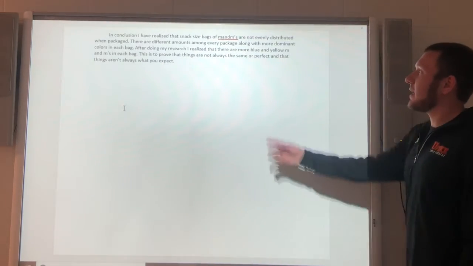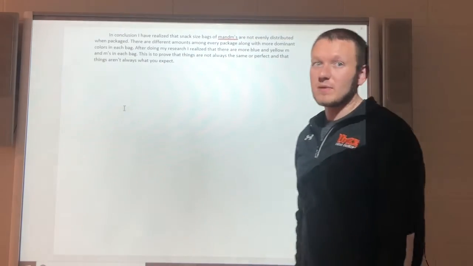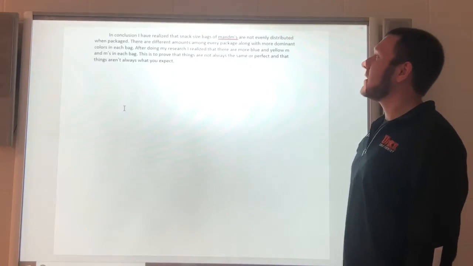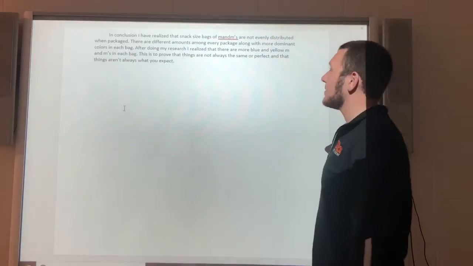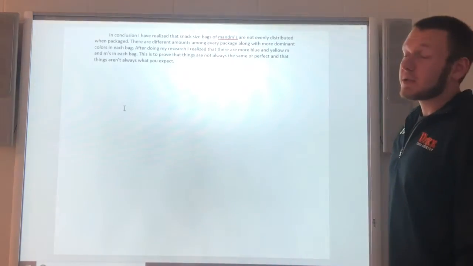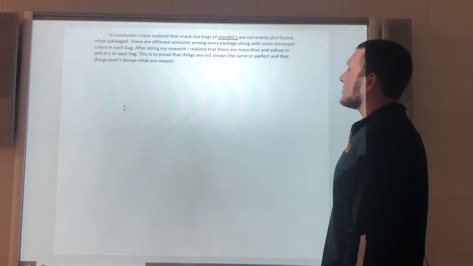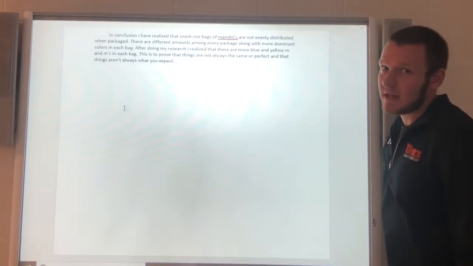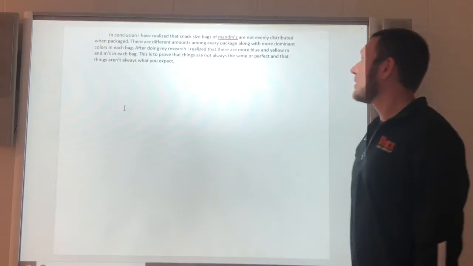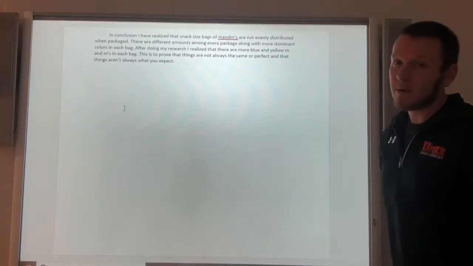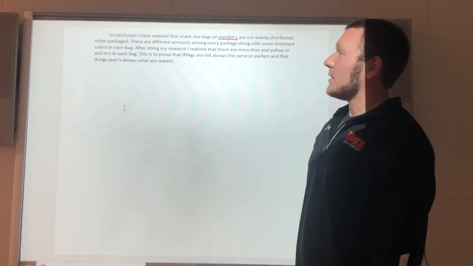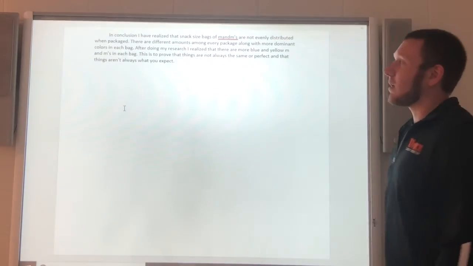So in conclusion, I have realized that snack size bags of M&Ms are not evenly distributed, as most people would think, that there are different amounts in each package, with more dominant colors in each package. After doing my research, I realized in the 50 packages I used that there were actually more blue and yellow M&Ms in each one. This proves that things are not always as we think they're going to be, and things that you expect aren't always the same.